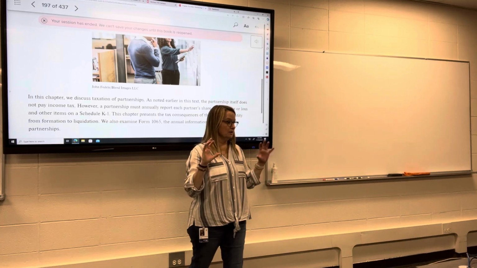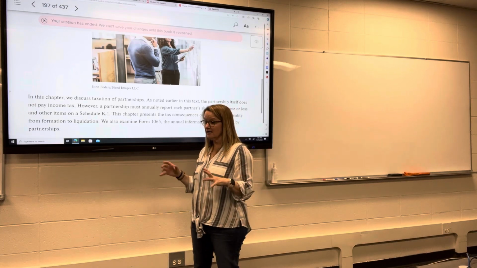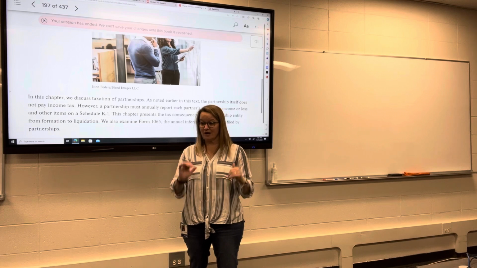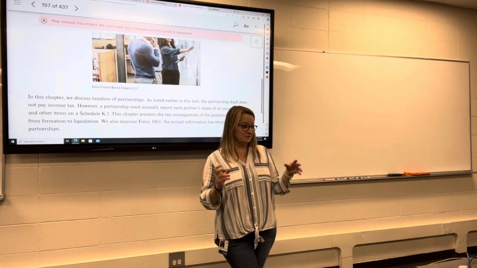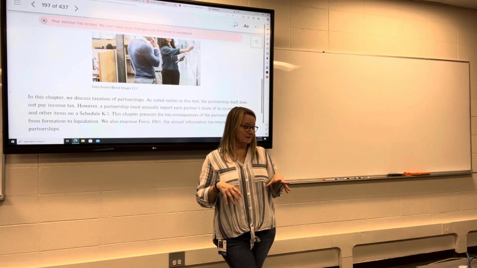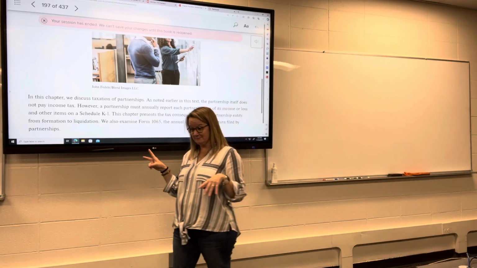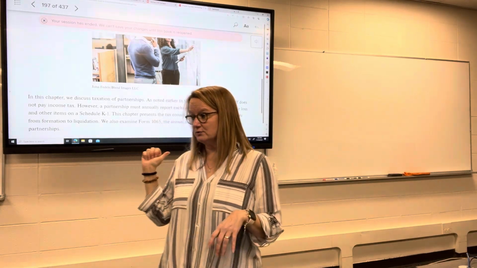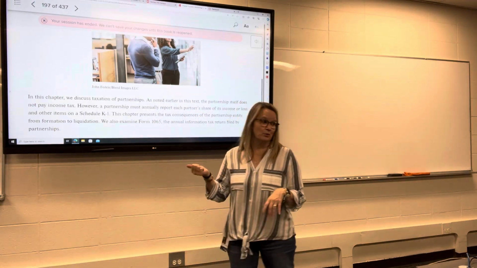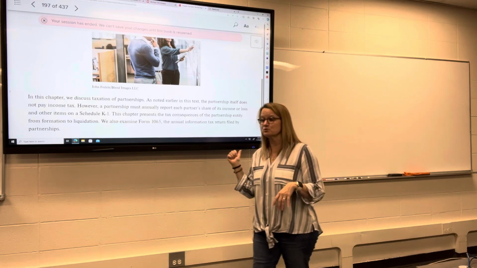I will tell you that the concept in this chapter that is probably the hardest for students to grasp is the concept, we're going back to basis. We're going to talk about basis. And basis with regard to partnerships is a little more complex because we actually have two kinds of basis, okay? And we'll get into details about those. But basis is extremely important with regard to partnerships.